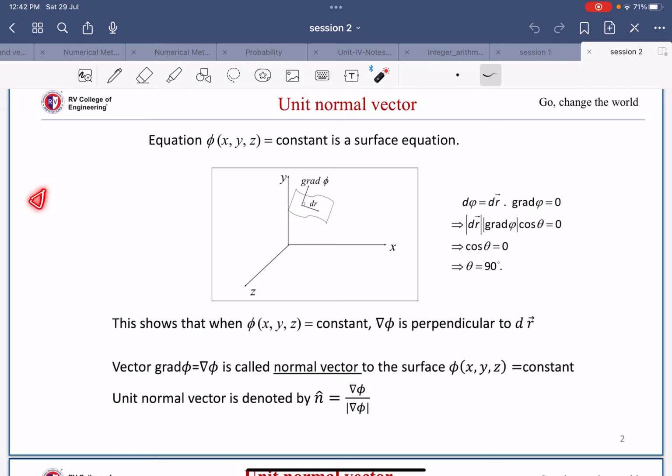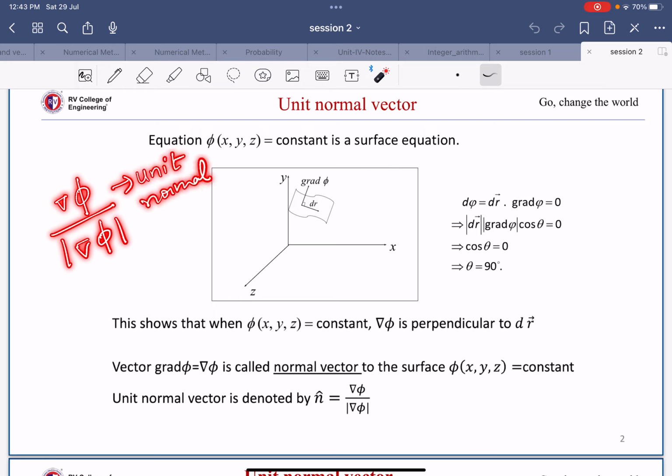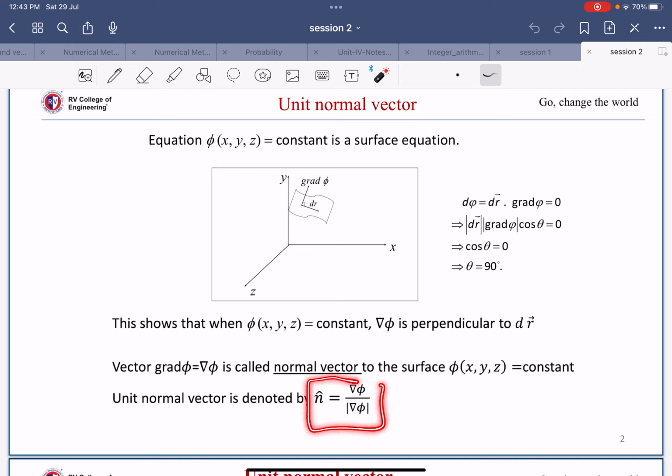So if gradient of phi is the normal vector to the surface, how do I find the unit normal vector to the surface? Vector by its magnitude gives us the unit vector. So we already know gradient phi, which is a vector, divided by its magnitude. This gives us the unit normal vector. So this is how we evaluate the unit normal vector.